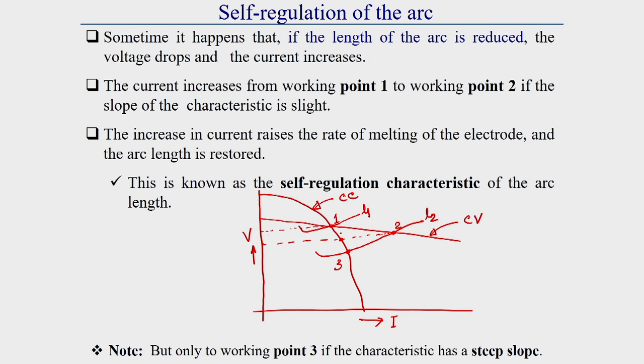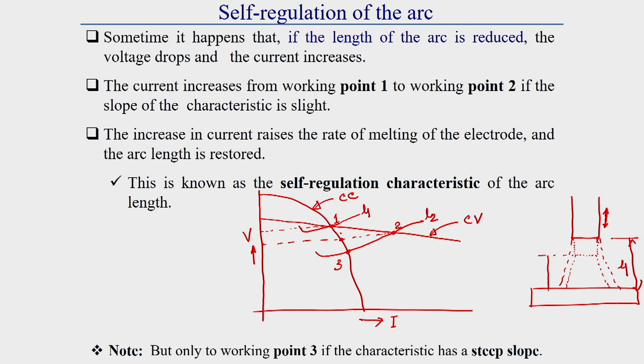What does it mean here? Actually, I should explain why it is called self-regulation of arc. Let this be an electrode, initially with arc length L1. By some internal or external disturbance, let the feed rate increase or decrease, and it changes its arc length from L1 to L2. That means the arc length is reduced. Let this be the L1 characteristic curve and this the L2 characteristic curve.